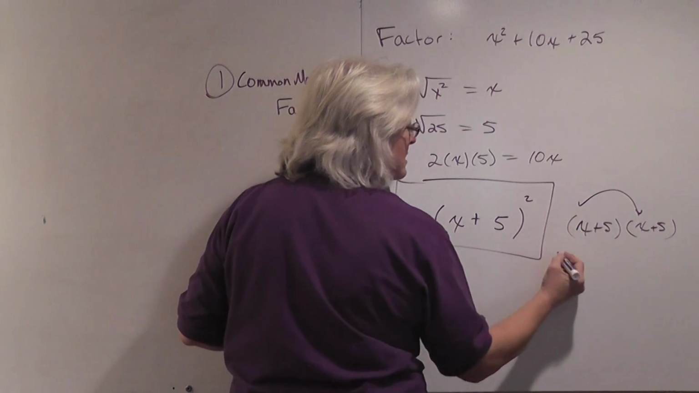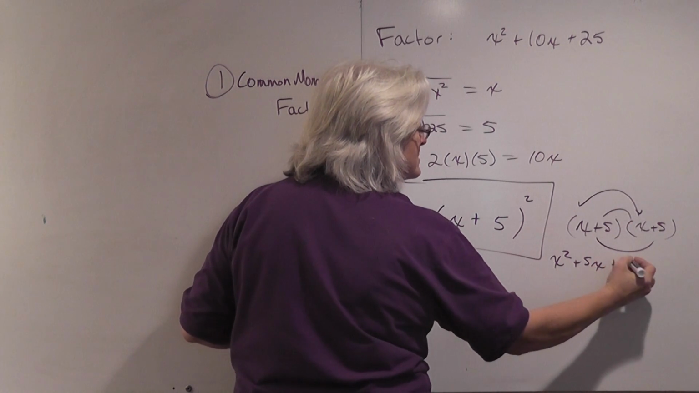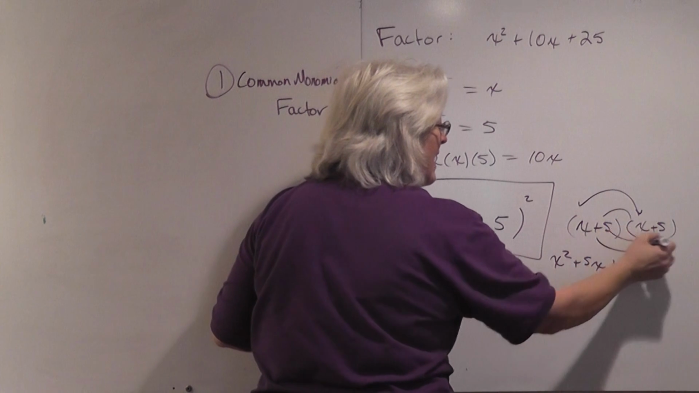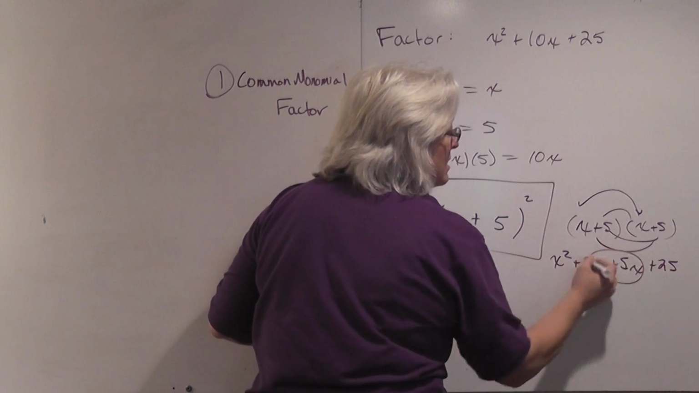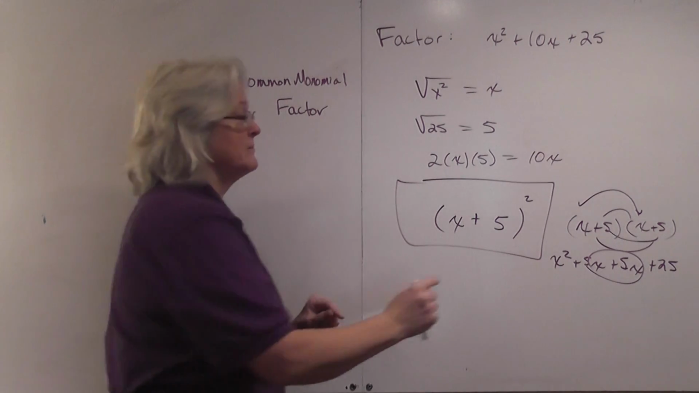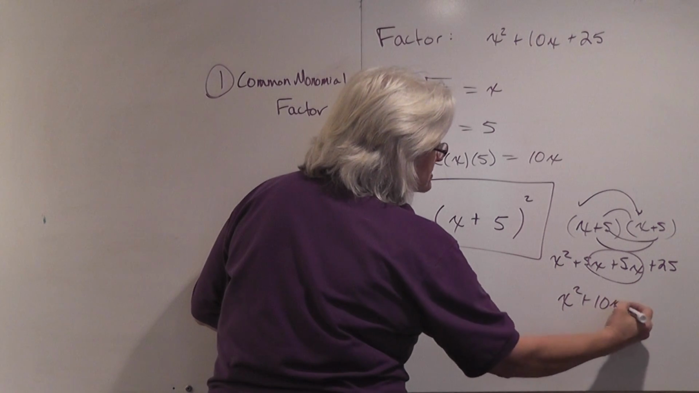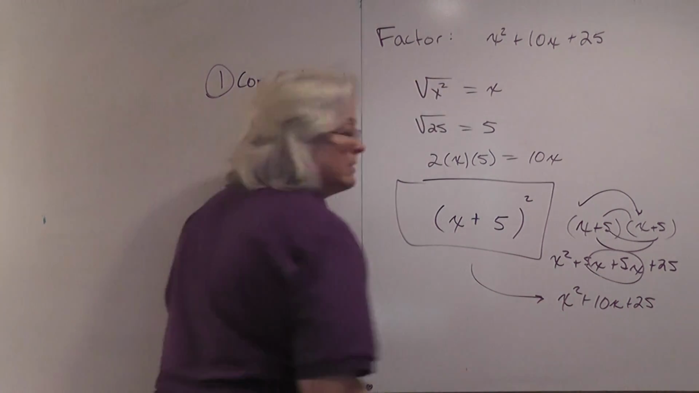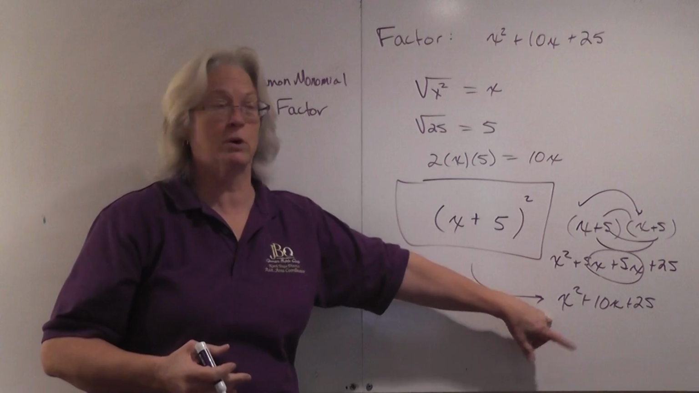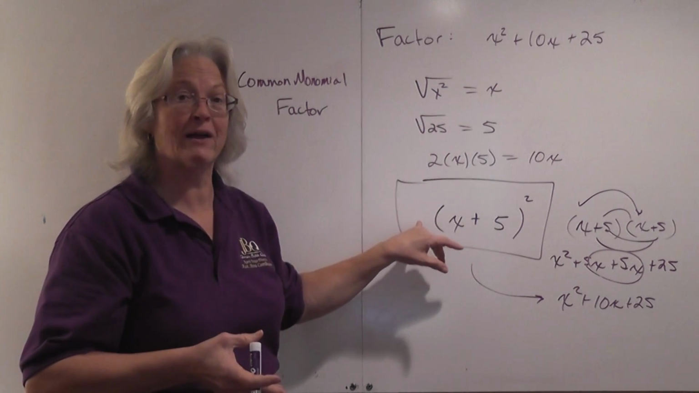By FOILing, x times x is x squared. The outside terms give plus 5x. The inside terms, plus 5x. And the last terms multiplied together give us 25. Our outer and inner terms combine to give us 10x. And you see that when we use FOIL to multiply x plus 5 squared, we do end up with x squared plus 10x plus 25, which is the problem we began with. So this is the correct factorization.